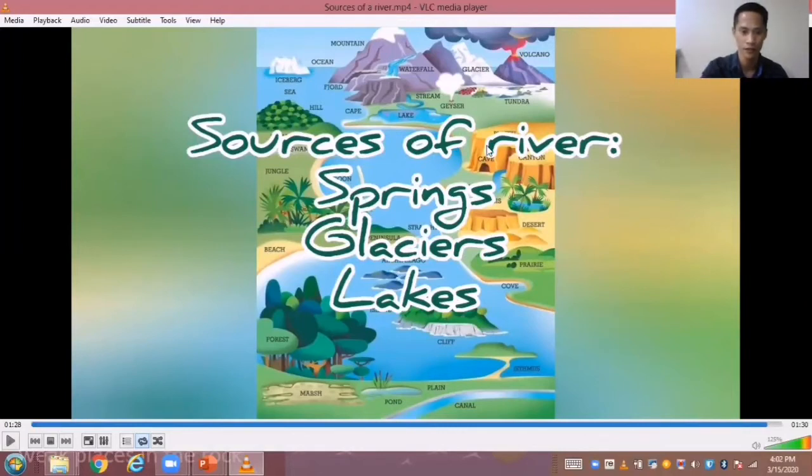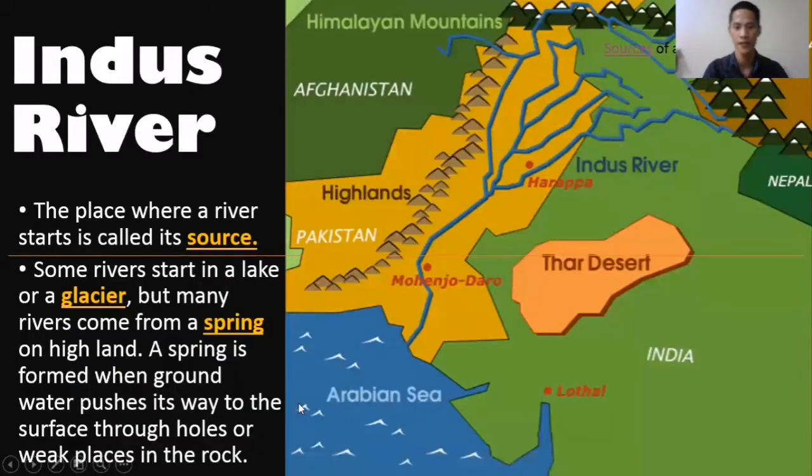Now let's proceed or go back to our slide. So a spring is formed when groundwater pushes its way to the surface through the hole or weak place in the rock. Meaning to say, if there is a soft rock, the underground aquifer will push that soft rock and it forms a spring. And spring will form a stream. When series of streams connected together, they are called tributaries and they will form a river. So those are the sources of a river. Can be a melting glacier, spring, or a lake.